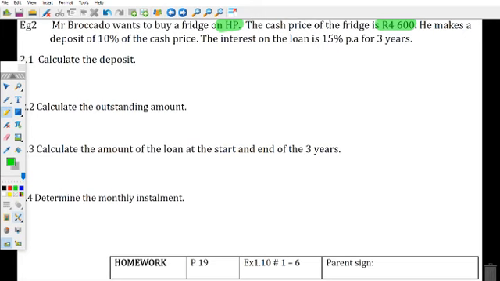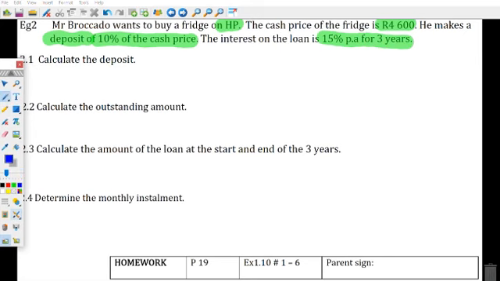So what is that going to be? What value is that? It's going to be my A or my P. It's going to be my P, exactly. He makes a deposit of 10% of the cash price. A deposit of 10%. The interest on the loan is 15% per annum for 3 years.